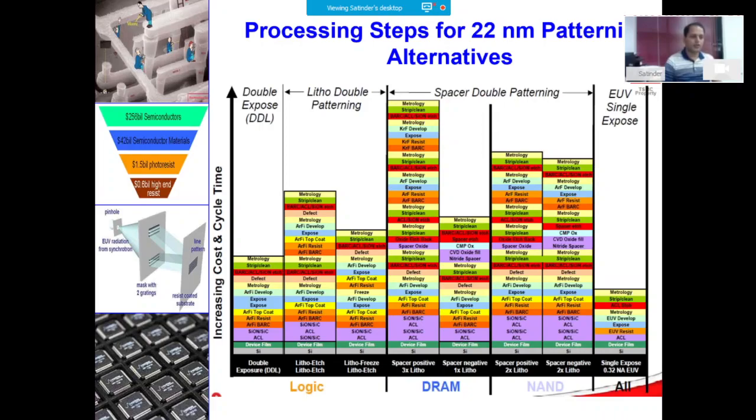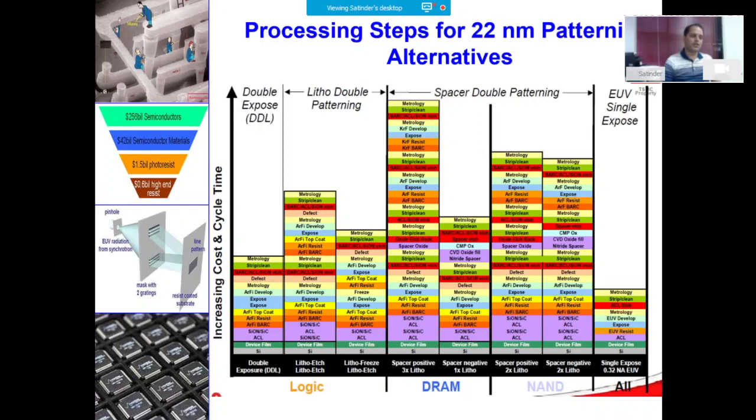Then litho freeze, litho etch, is also popular these days. Every industry has its own way of working, so they have their own protocols in the fab line, but these are the potentials. Then spacer double patterning is also popular there.